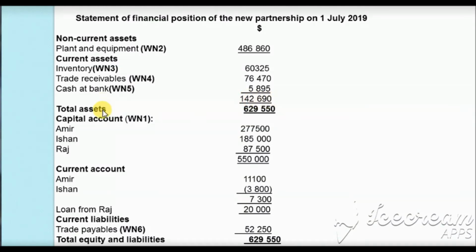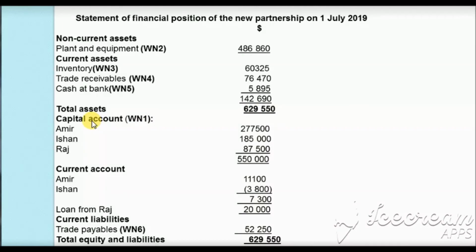$142,690, and for total assets we take the non-current assets, that is $486,860, plus the total of current assets, which was $142,690. We will get the total assets as $629,550.